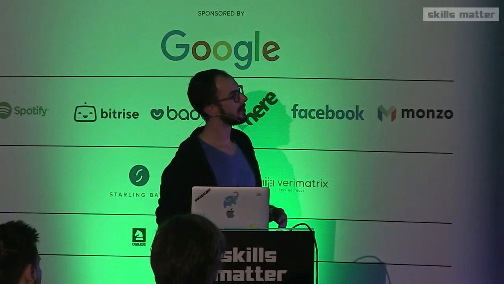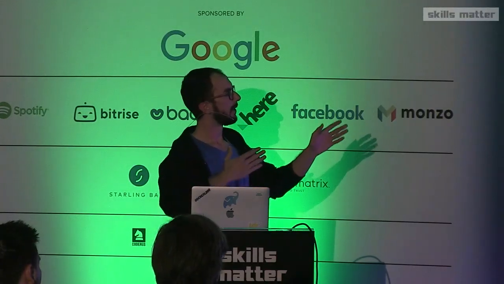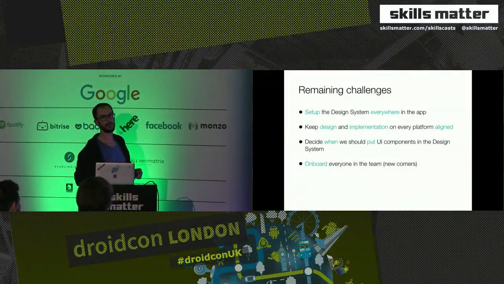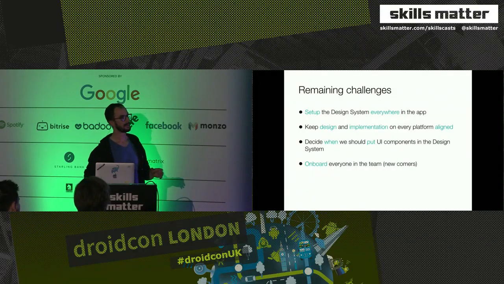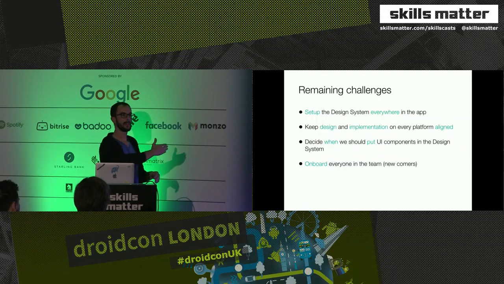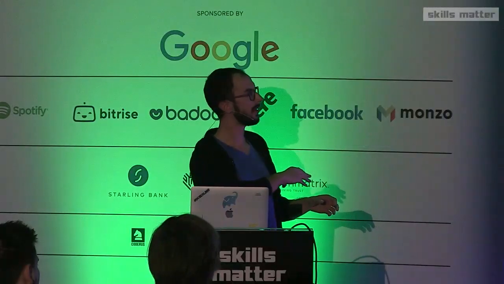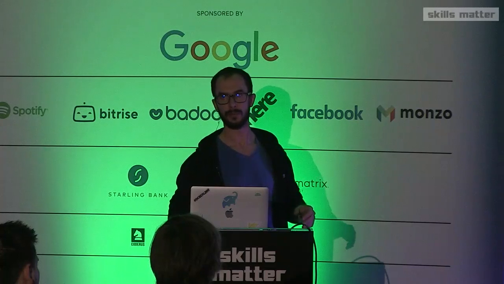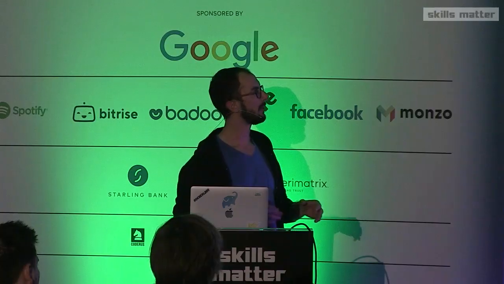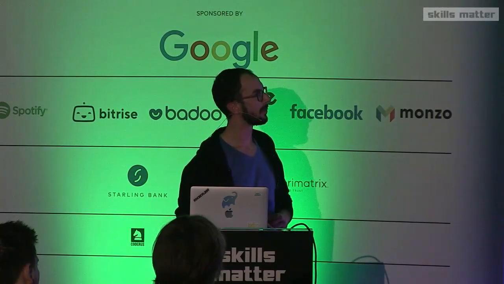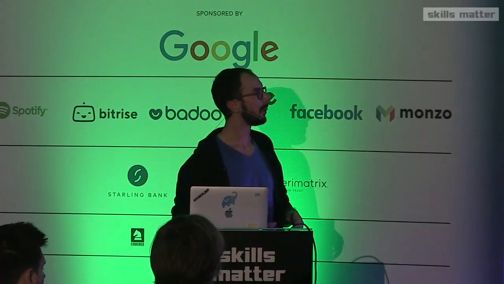The second challenge is to keep the design and implementations of our UI kit aligned on every platform. Since we have many platforms, every time a component is updated in the UI kit on the design side, it takes some time to update it on every platform, so it's still difficult to make sure we don't have inconsistencies between the different features and the different mockups we have. This is still something we're figuring out, maybe with some kind of versioning or something like this.